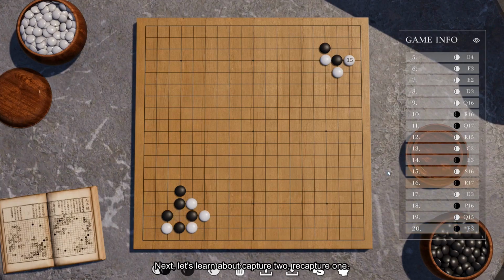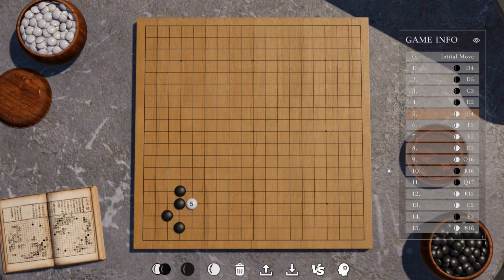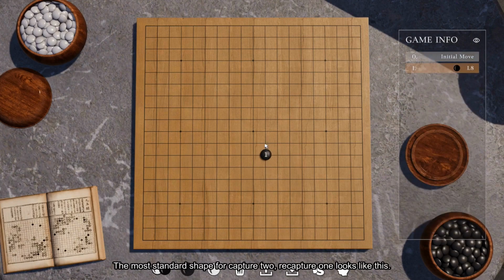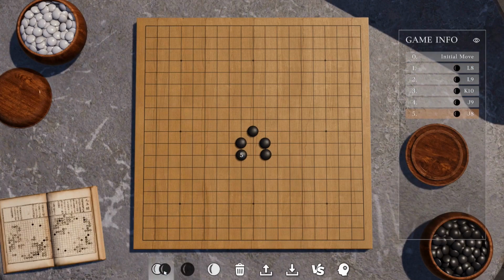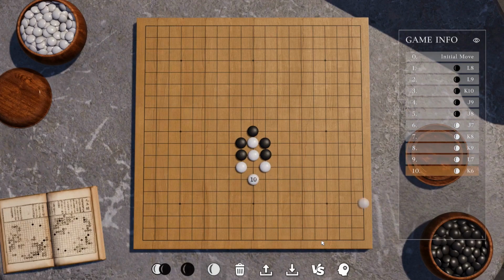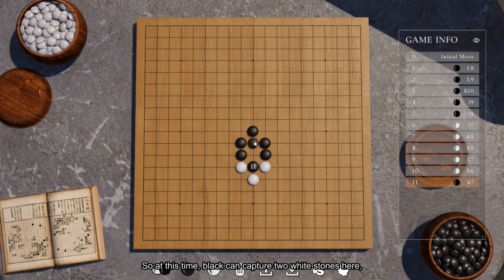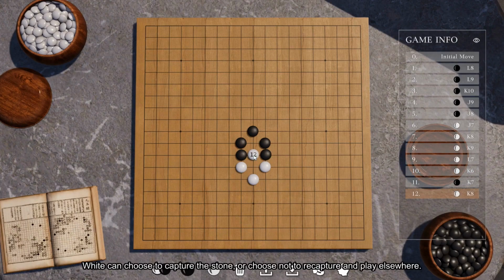Next, let's learn about capture 2, recapture 1. The most standard shape for capture 2, recapture 1 looks like this. So at this time, black can capture 2 white stones here, and white can recapture immediately. White can choose to capture the stone or choose not to recapture and play elsewhere.